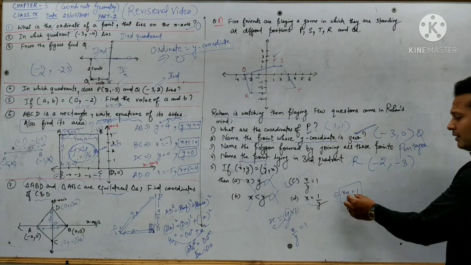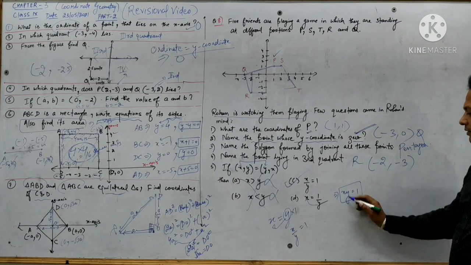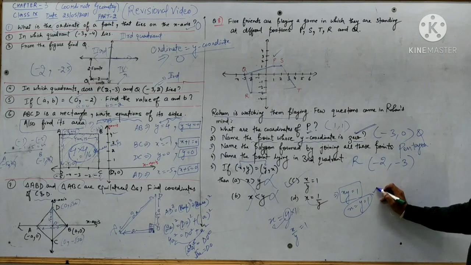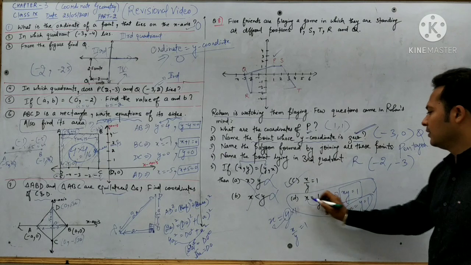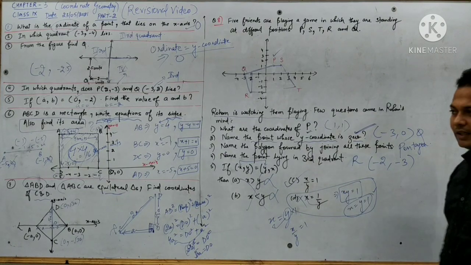So for all the values of x and y, the product is not equal to 1. Only it is when x equals y equals 1. But it is not mentioned to us. That's why this option is not valid here. Our option is C. Thank you so much.